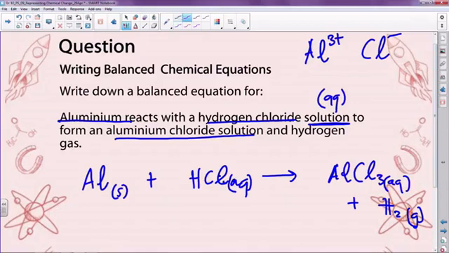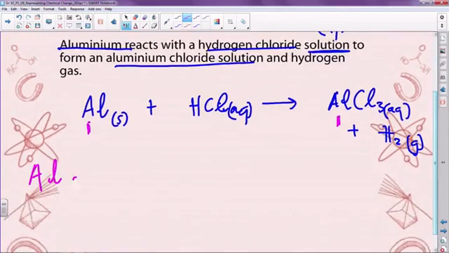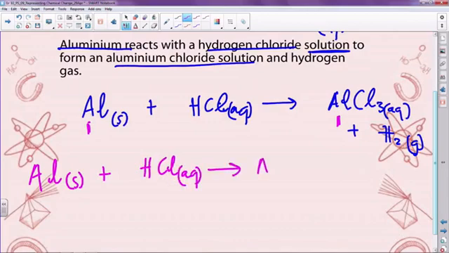So if you count the number of atoms of each element, you'd realize that there's one for aluminium on each side, which is still fine. Then if we go to the chlorine, we've got one on the left and three on the right. It gives us a little bit of a problem. Now, if you check, hydrogen is 2 on one side and 1 on the other. It's very important for us to count. Let me rewrite this equation clearly so that we have enough space. So it's Al solid plus HCl aqueous, to give us AlCl3, aluminium chloride, plus hydrogen gas.